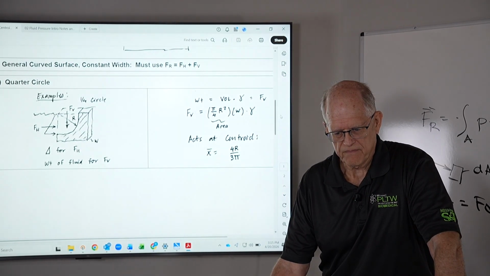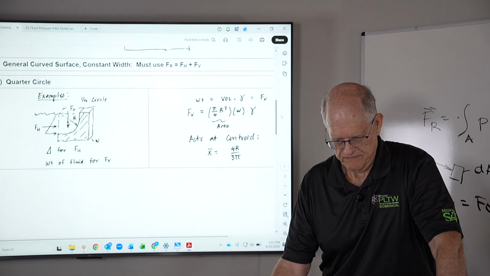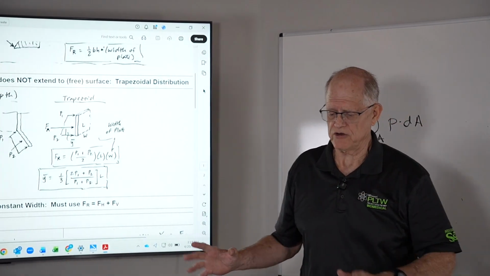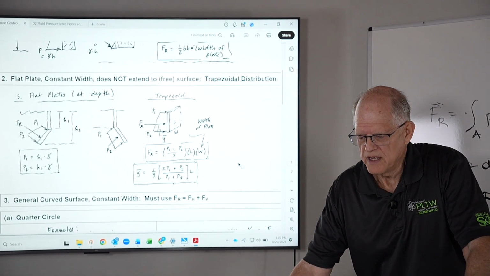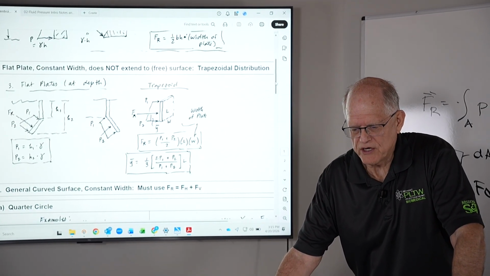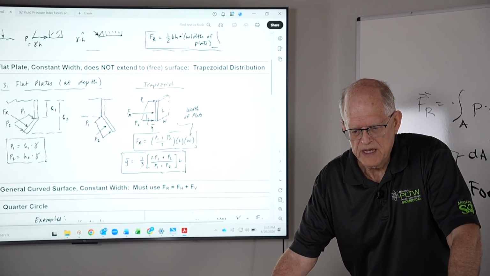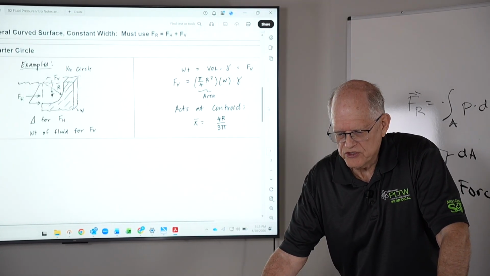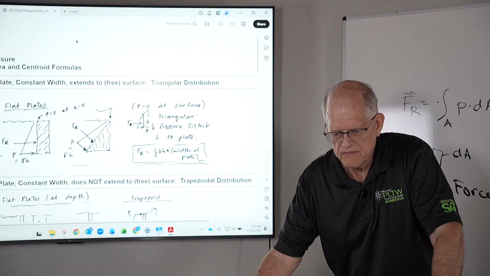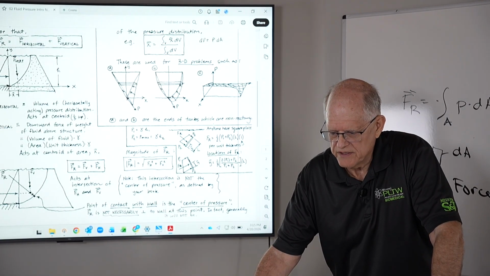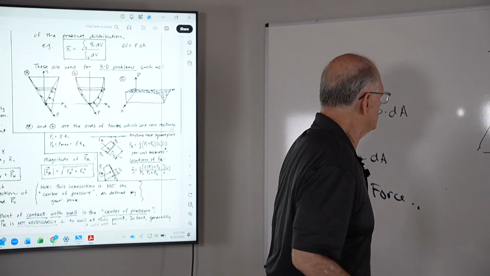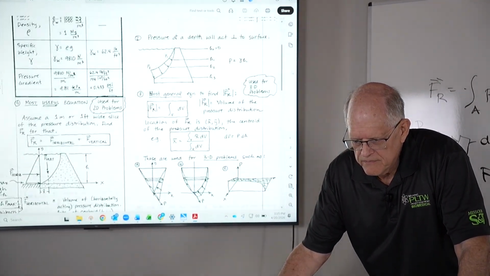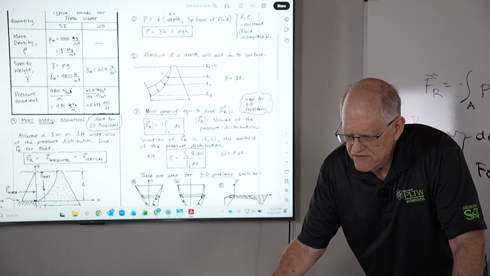Now curved surfaces. Pretty much anytime you see a flat plate, just put a trapezoid or triangle on it and you're good to go to get FR. But a curved plate, let's talk about curved plates. When you have a curved plate, the pressure distribution looks like, well, I've already drawn it. It basically looks like this guy. How do you find the volume of that?